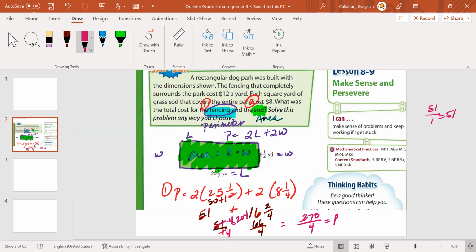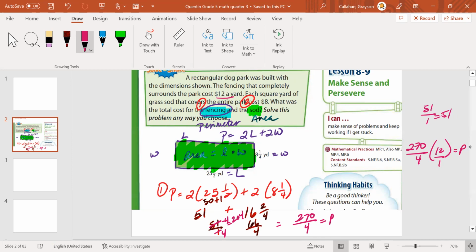So now, you know that the perimeter is this, and it says that the fencing is going to cost $12 a yard, okay? You need to pay attention. $12 a yard. So I'm going to have 270 over 4 times 12. I need you to multiply that, please. You're not paying attention. I'm not re-explaining this for you again. You can watch the video afterwards. Go ahead and multiply it out. What is that going to give me? This is the cost of the perimeter.